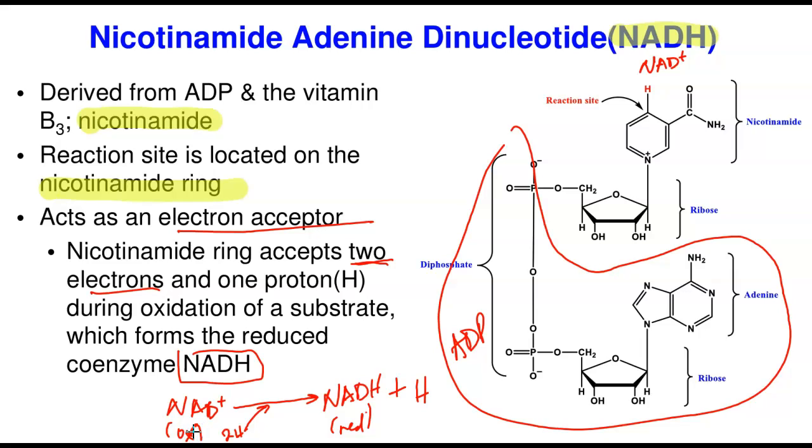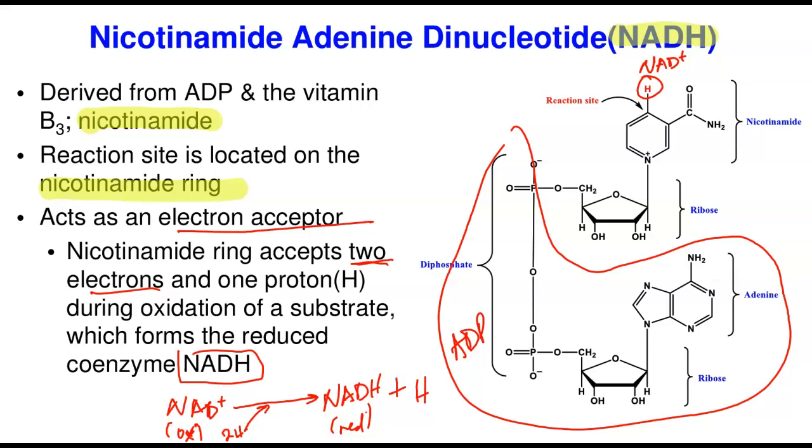This is the reduced, and this is the oxidized form. The reaction center is at this point, so this hydrogen can be removed or added. If you remove it, it becomes NAD+. If you add it, it becomes NADH. Its main function is to transfer that hydrogen or proton between a substrate and its intermediate.